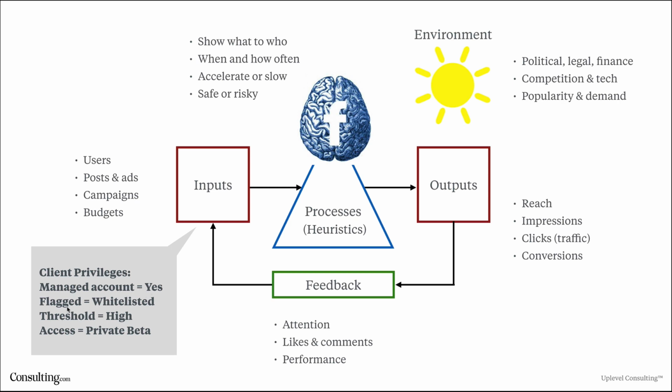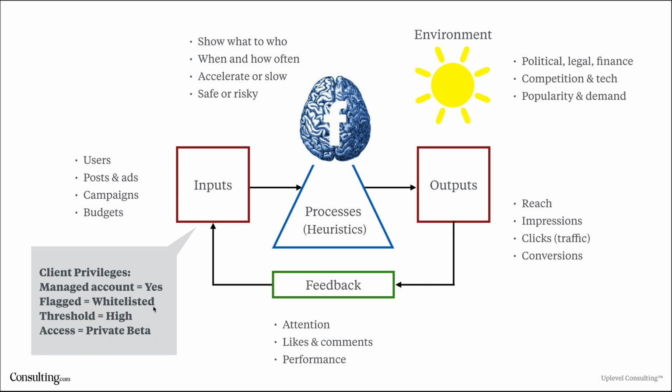So this can help. Flagged equals, it might have none, which is normal, which is fine, or it might be red, red flag, which is negative, or whitelisted, which is the best, which means this is the best signal you can have. And then the threshold. So threshold might be at what, up to what limit will we tolerate disapprovals or negative feedback pieces on things.